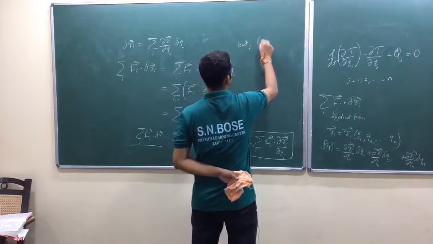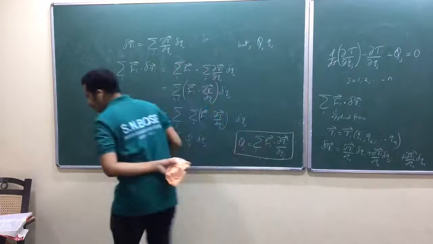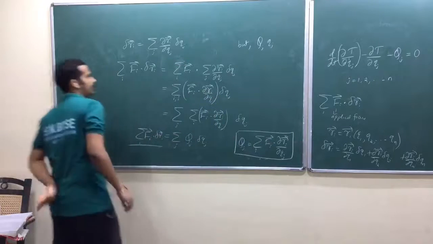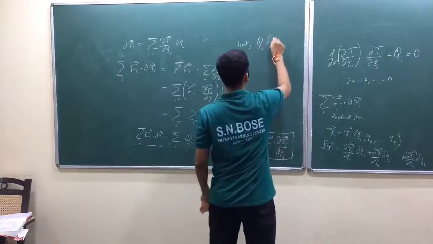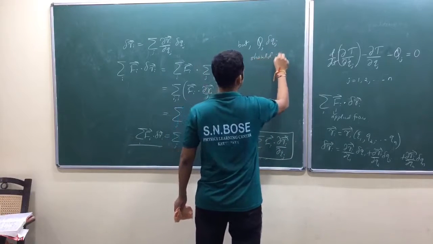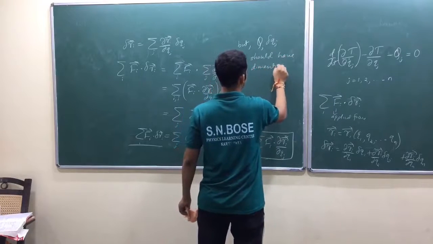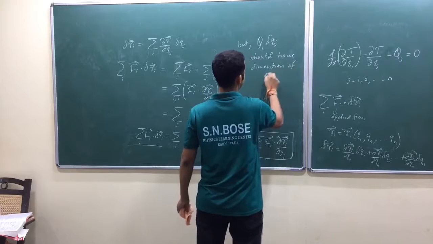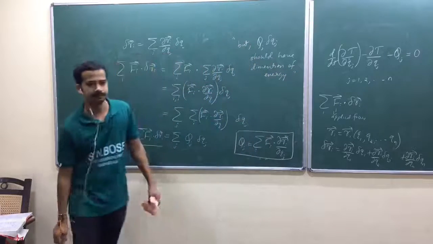But capital QJ into small qj, or dqj, or whatever we write, delta qj, should have the dimension of energy. They designed one question on this one.